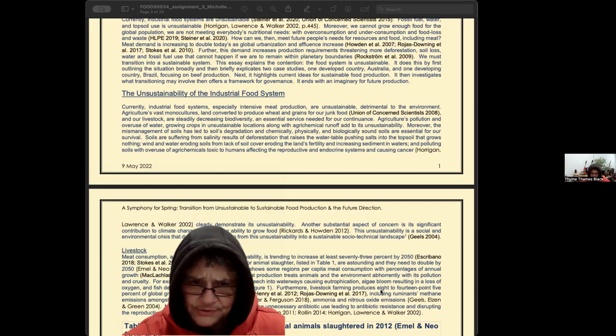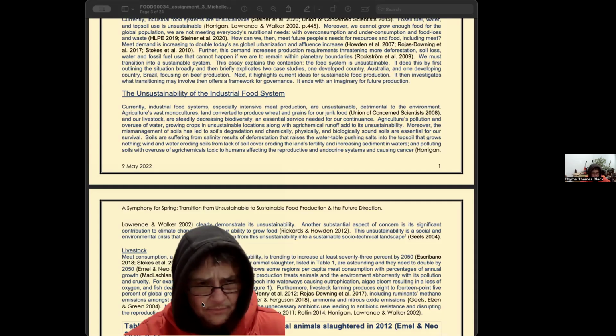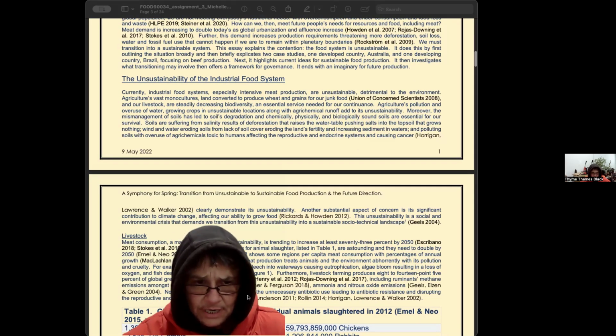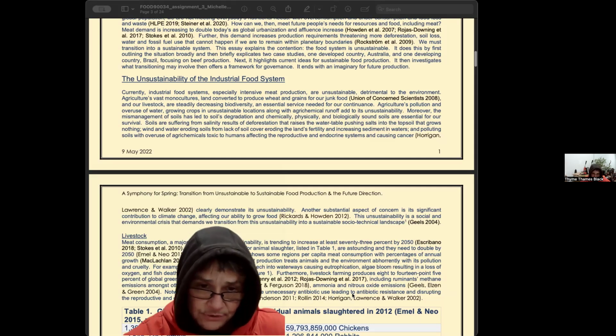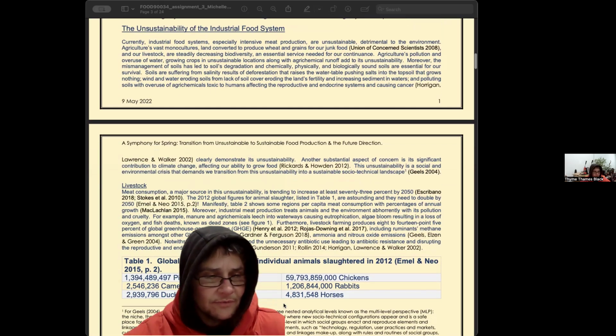Furthermore, livestock farming produces 8 to 14.5% of global greenhouse gas emissions, GHGE (Henry et al., 2012; Rogan Downing et al., 2017), including ruminants' methane emissions, amongst other GHGs (Greenwood, Gardner, and Ferguson, 2018), and ammonia and nitrous oxide emissions (Gelsen and Green, 2004). Notwithstanding animal suffering and the unnecessary antibiotic use leading to antibiotic resistance and disrupting the reproductive and endocrine systems for humans (Gunderson, 2011; Rowland, 2014; Harrigan, Lawrence and Walker, 25).